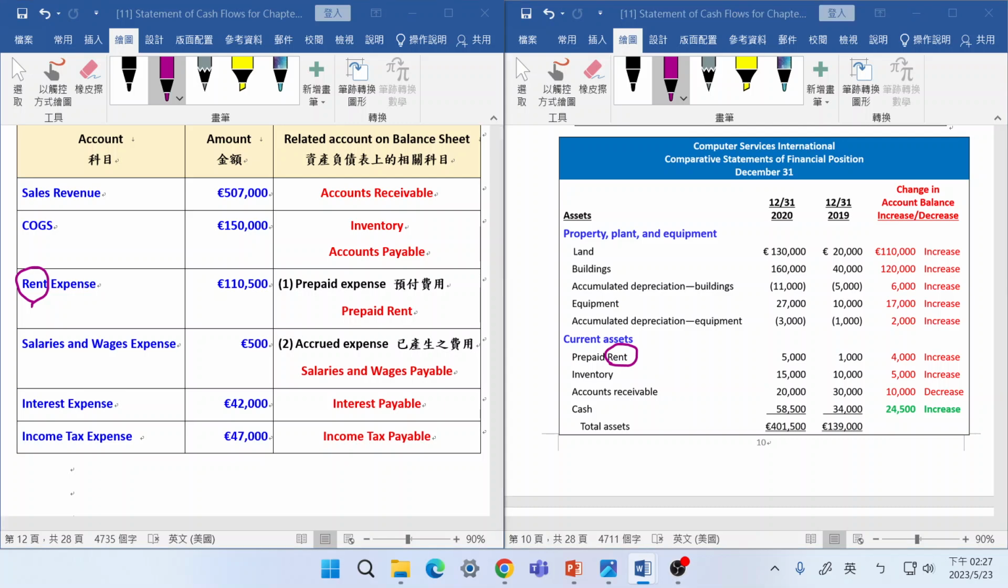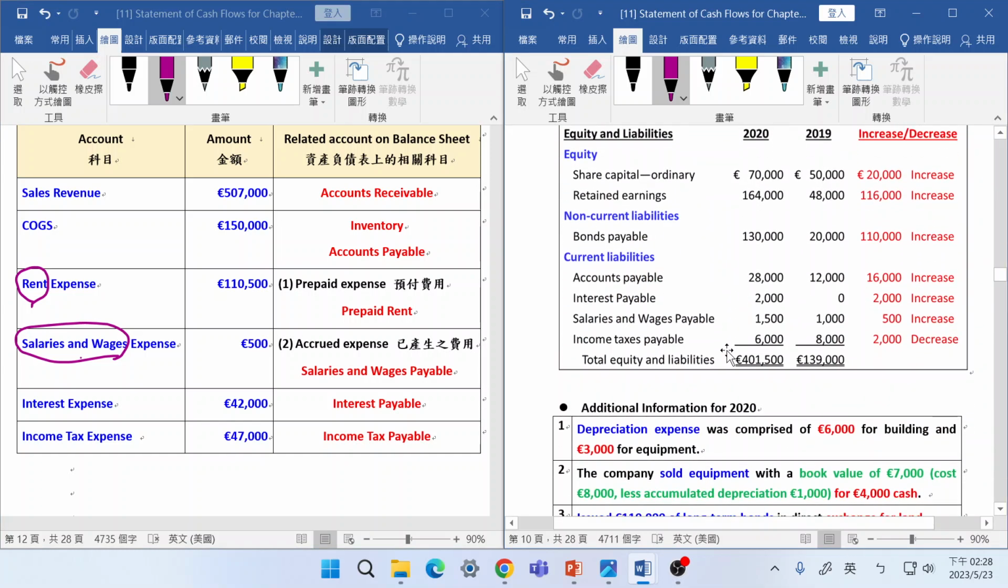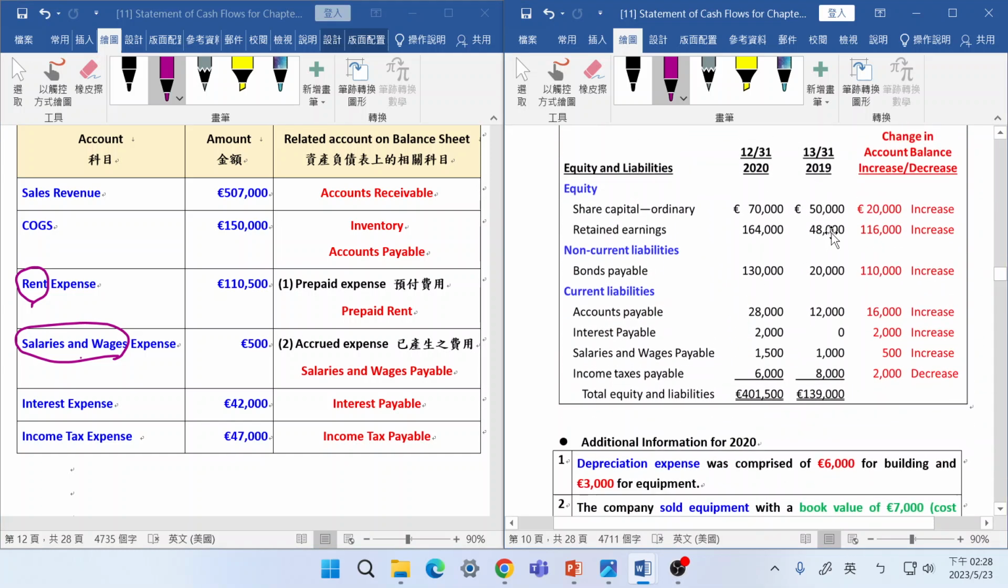What's the next? Salaries and wages expense. So you should look at your balance sheet. Find out which account is related to salaries and wages. So which account? On page 10, I cannot find it. So I go to page 11. Page 11, did you find the keywords on your balance sheet? Yes, right here, right? Salaries and wages payable. Okay? So the related account should be salaries and wages payable.